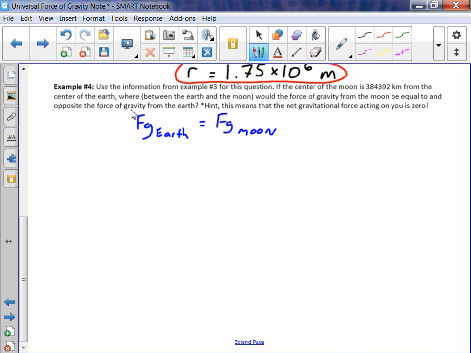And you're probably dead. You're probably going to die. Let's say you're in a spaceship, and you're exactly that far away, between the Earth and the Moon.